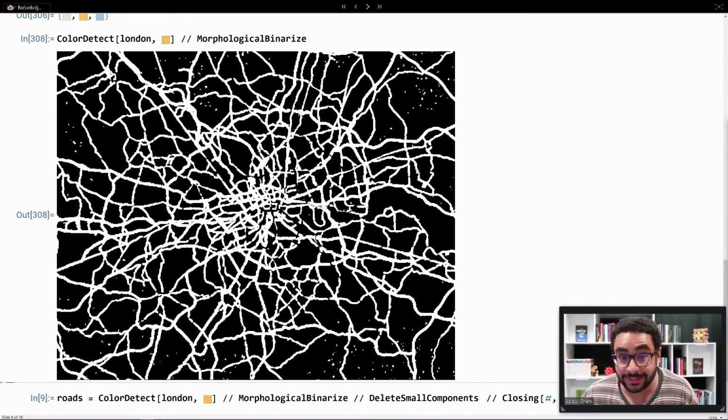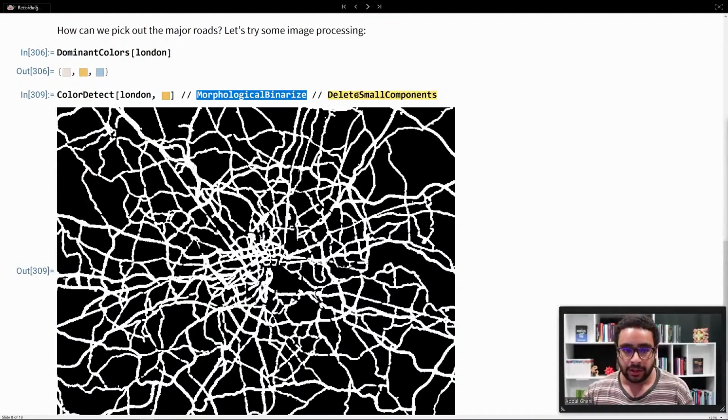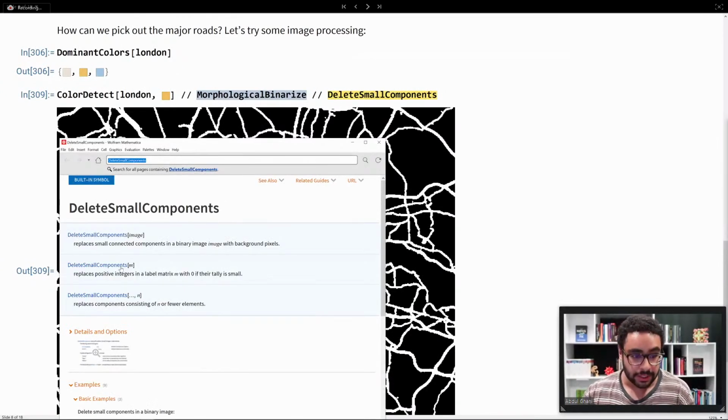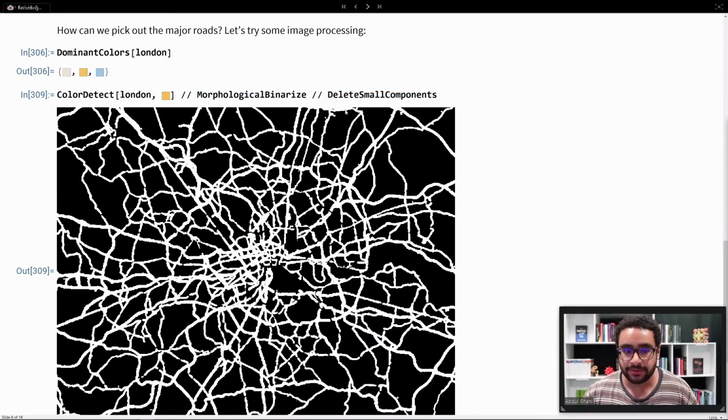Okay, so we're getting close. You just see there's a bit of noise, like these things here, which we might as well get rid of, although it probably would have been fine. So delete small components to get rid of the small components. All of these functions, by the way, I didn't mean to open it up, but it's good that it did, have parameters. You can specify what you mean by your threshold, and you can specify the size of what you consider to be a small component. But for now, this seems fine.